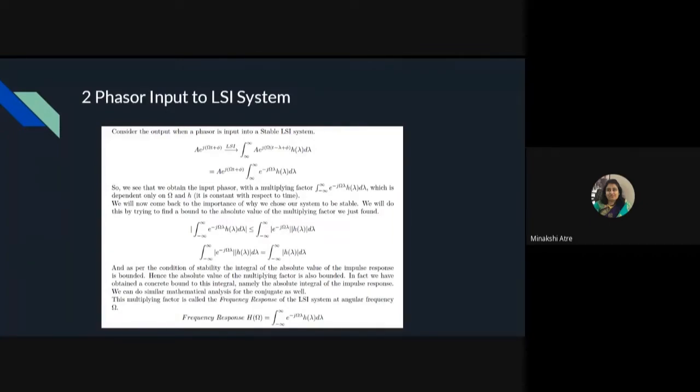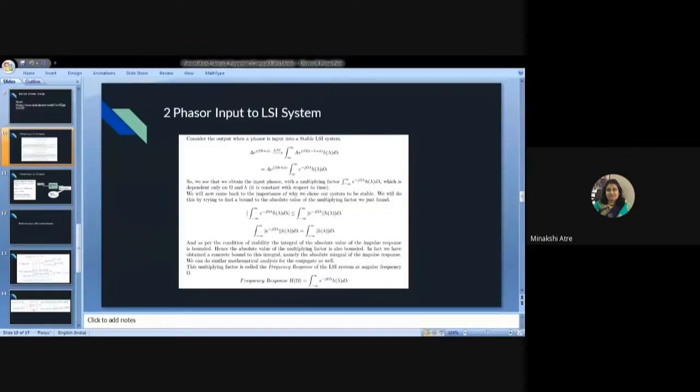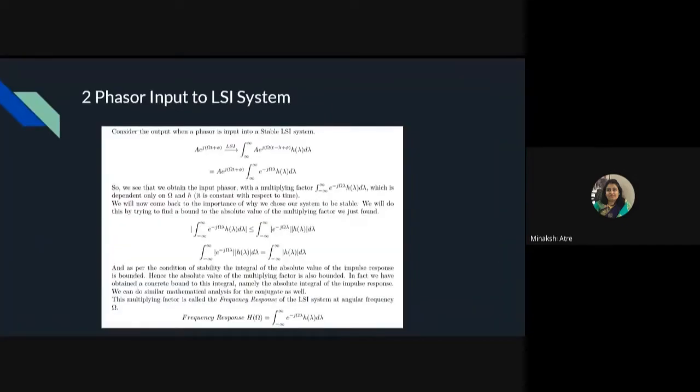This is the summary slide that I have taken from Dr. Gadresa's lecture. I'm not going to discuss it in detail, but just to understand the importance of giving phasor input to the LSI system, have a look at this equation. When we give the phasor to the linear shift invariant system, what we get is nothing but the frequency response H of omega multiplied by e raised to j omega t as it is. The phasor that we have fed into the system comes out of the same system multiplied by this H of omega.